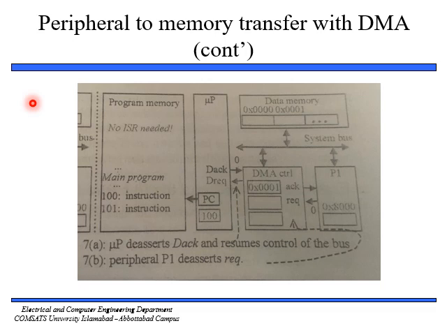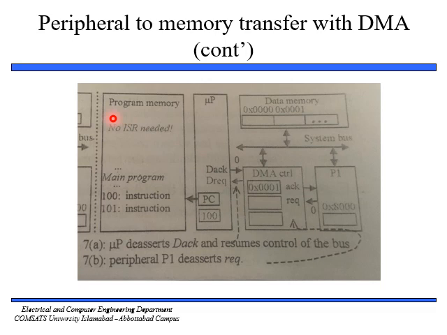So in this slide we will talk about the peripheral to memory transfer. So only the last step was missing. So in 7, the microprocessor deasserts the acknowledgement and resumes control of the bus. You can see here the DACK signal is now 0. So the microprocessor now controls this system bus, and peripheral P1 deasserts request 0. So now you can see that this P1 deasserts the request signal. So there is a last step. There is 7A and 7B.